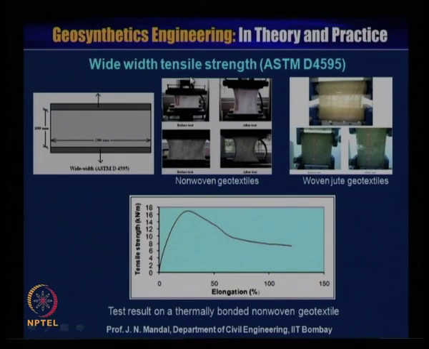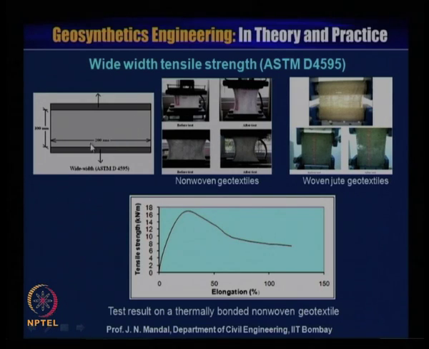So you can see that this is the wide width tensile strength test as per ASTM D4595. The size of the sample is 200 millimeter by 100 millimeter. This type of test is highly recommended, because we adopt the tensile strength value of all geosynthetic material based on the wide width tensile test.